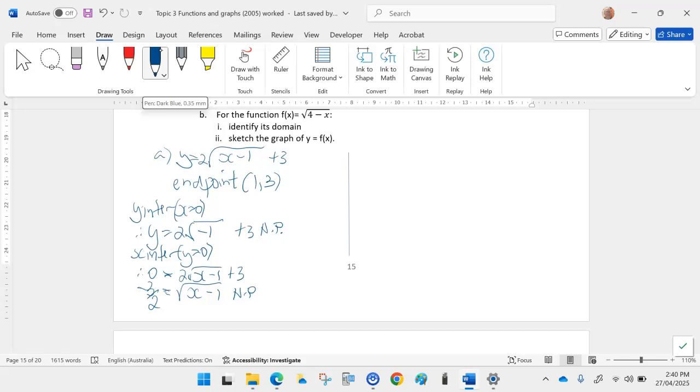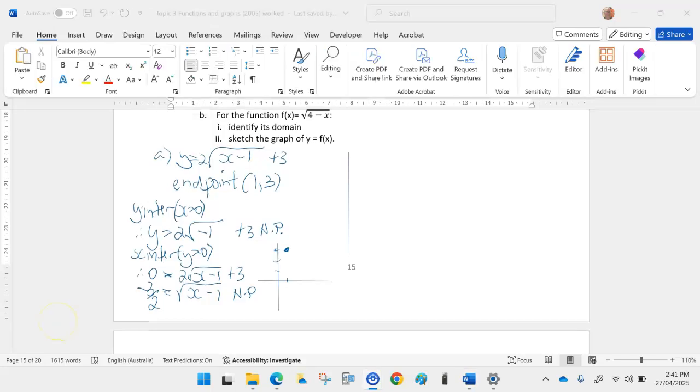What does it do? Well, here's my graph with the point 1, 3, which is the endpoint for the graph I'm about to draw. And the rest of it just looks like this. It avoids the x-axis and the y-axis, doesn't cross them, but it just hooks up that way with an arrow on the end to indicate that it just keeps on going forever. That's the graph of y is equal to 2 times the square root of x minus 1, plus 3, with the endpoint at 1, 3.